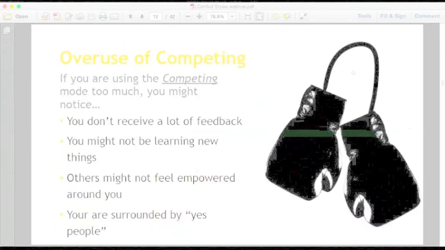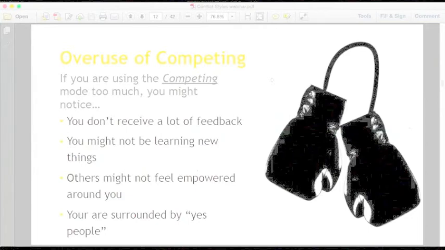So if you overuse competing skills, this might point to that this is your dominant mode. So some questions you can ask yourself if you're overusing the competing skills: are you surrounded by yes people? Does everybody always just say yes to you? Then you might be a competing mode person. Are people afraid to admit ignorance or uncertainty around you? They don't like to talk to you if they're not confident in their position. Then you might be showing up as a competing mode person.